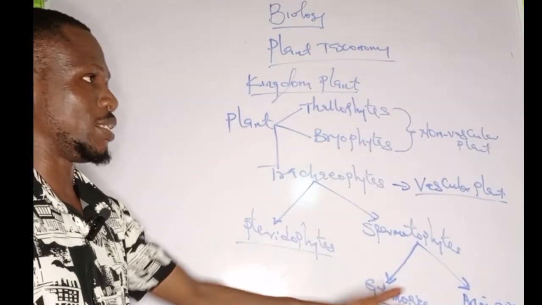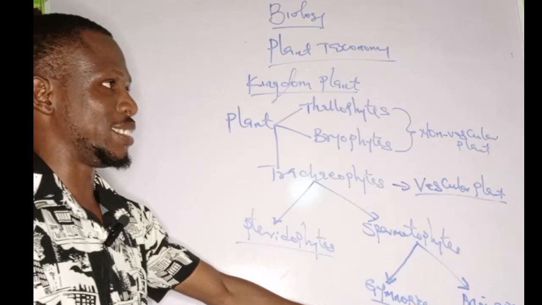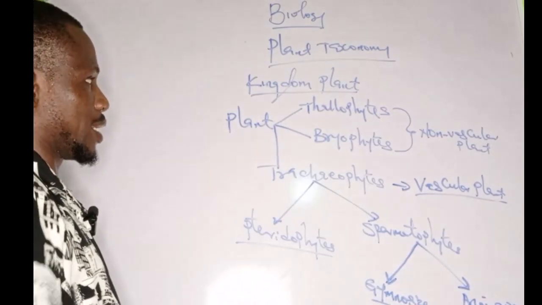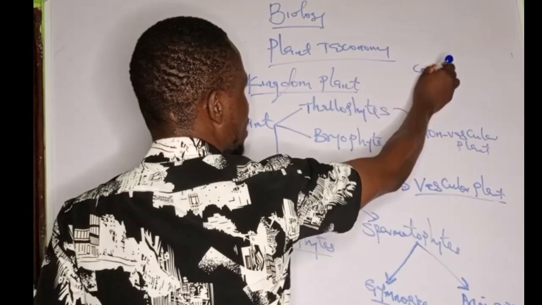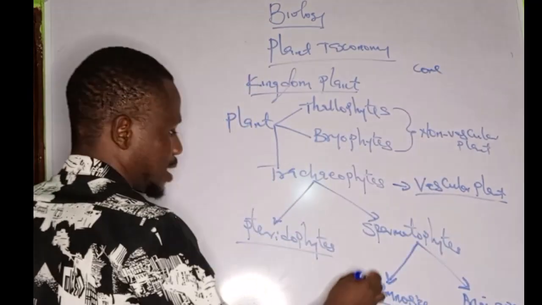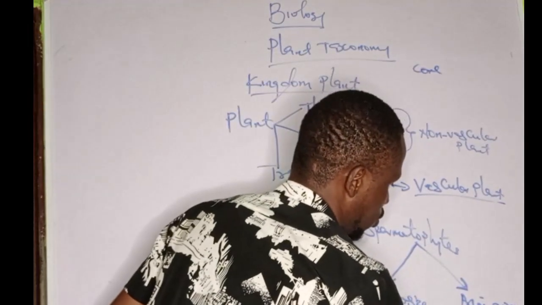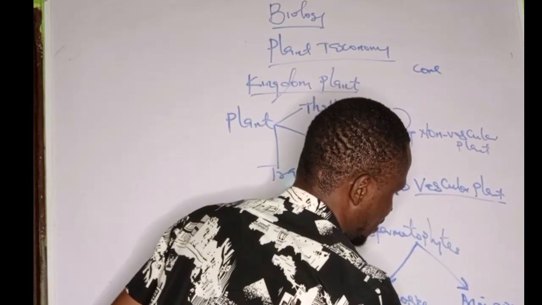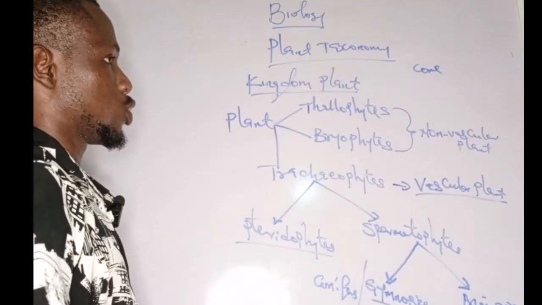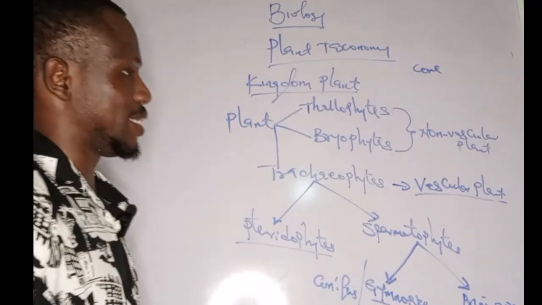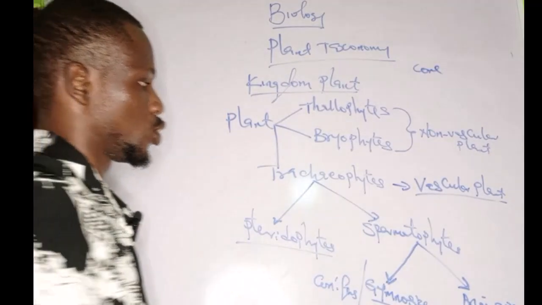They reproduce vegetatively, and when they produce seeds, their seeds are borne in a cone. They produce naked seeds which are borne in cones. That's why these are generally referred to as conifers. Angiosperms are generally known as flowering plants. They are flowering plants because they produce flowers which give rise to the seeds and fruits.